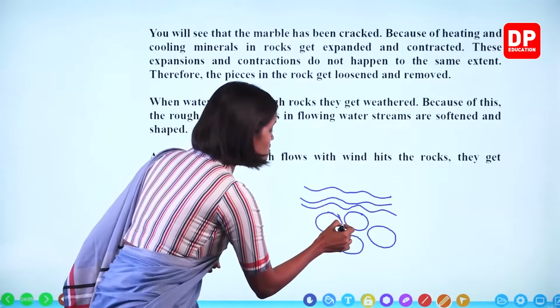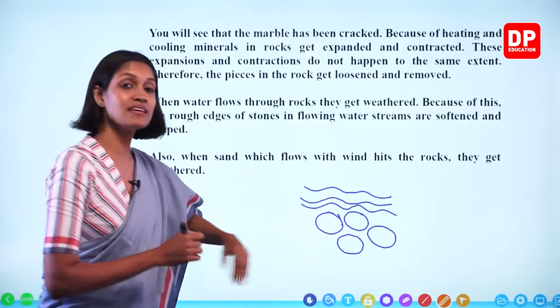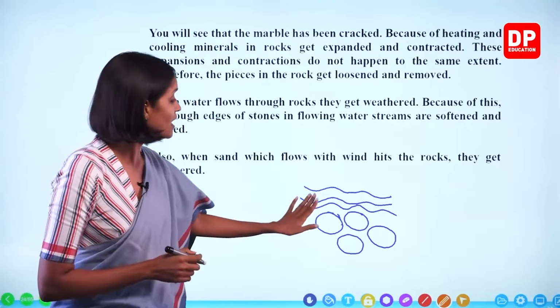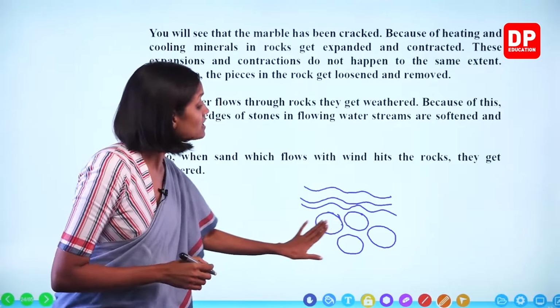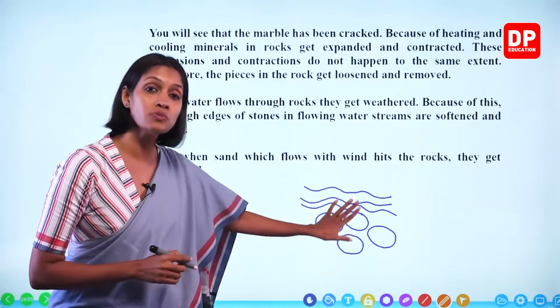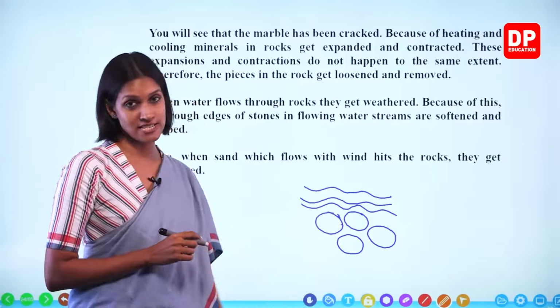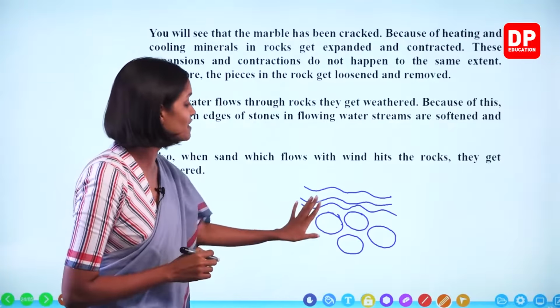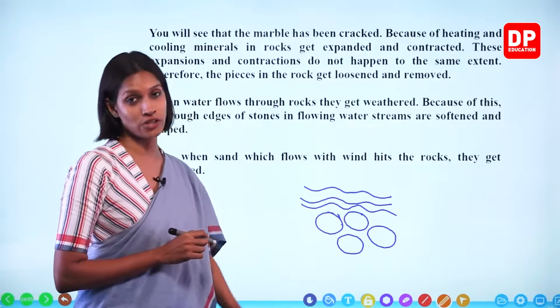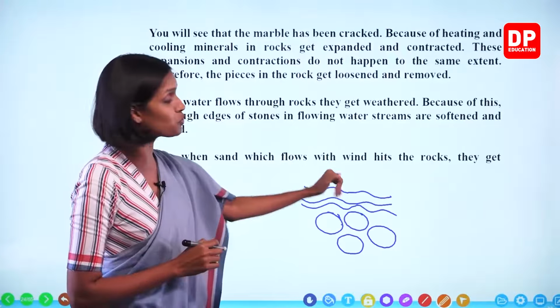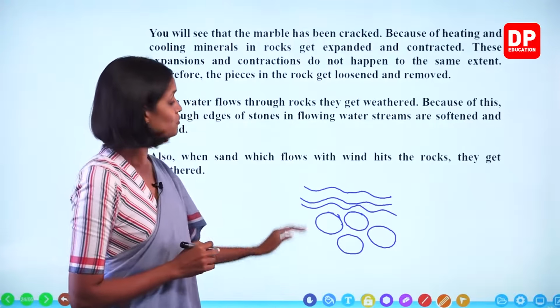The rough edges of these stones will break down, and with time what happens? The surfaces become smooth and round. That is why they don't have rough edges. They are always nicely rounded and smoothed. That is because of the flow of water. Right, children? Flow of water.